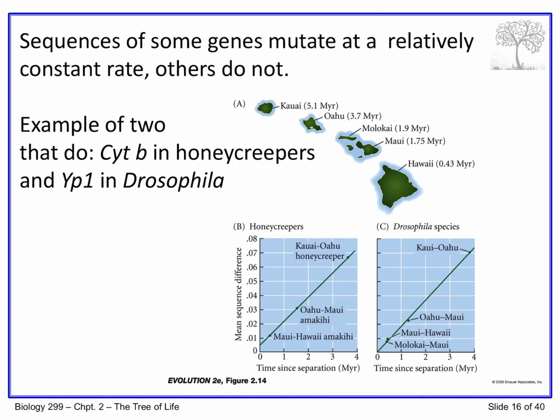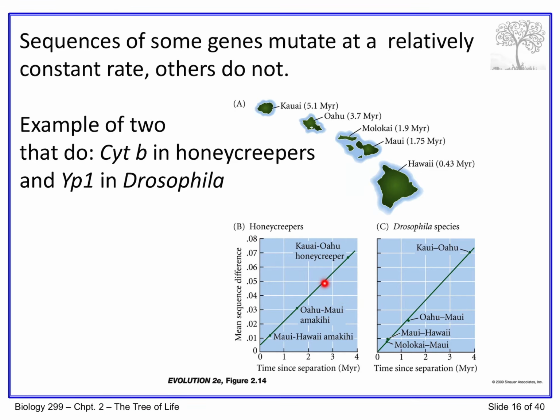So let's look at some examples of this. First of all, sequences of some genes mutate at a relatively constant rate, and those are useful for molecular clock applications, but there are other genes where the mutation rate is highly variable, and so you simply can't use those genes for that sort of process or analysis. Let's look at 2 genes that are known to mutate in a relatively clock-like fashion in Hawaiian honeycreepers and in Drosophila. Drosophila is a fruit fly.